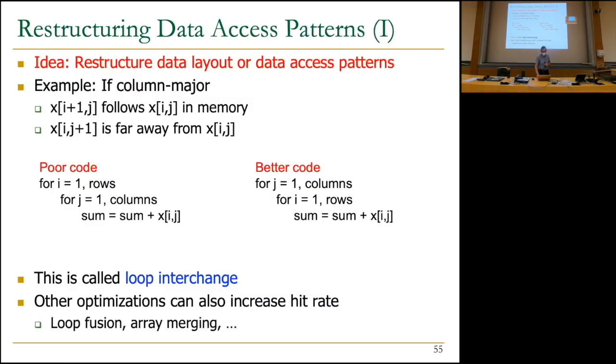There are other optimizations that can also reduce miss rate. You can fuse loops, for example. If there are two different loops iterating through, let's say, the same thing, you can fuse them potentially to reduce miss rate. You can merge the arrays, etc. But we don't have time to go over a lot of these.